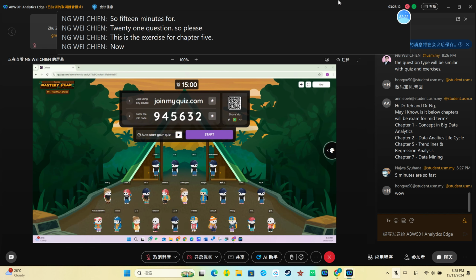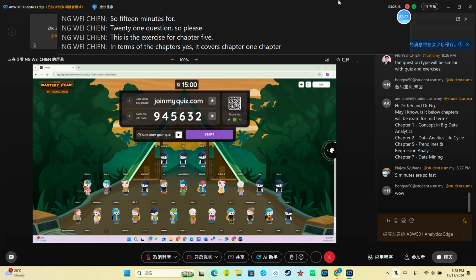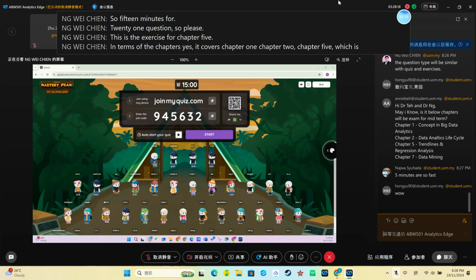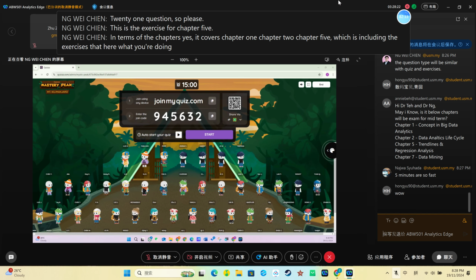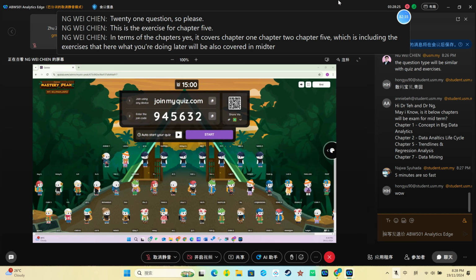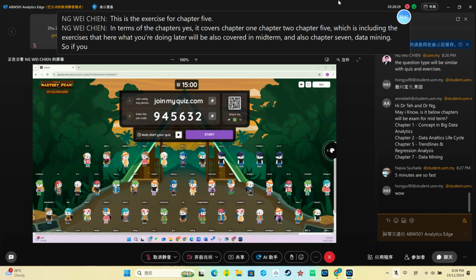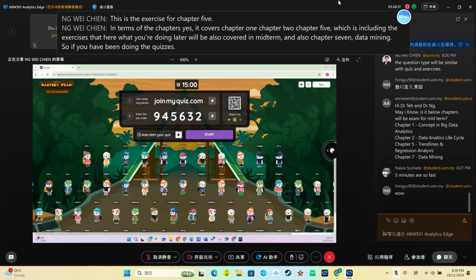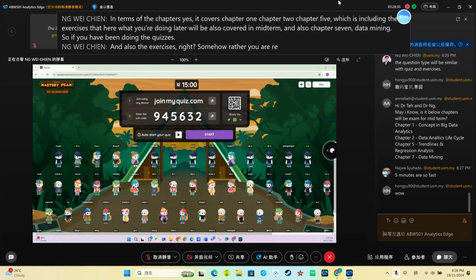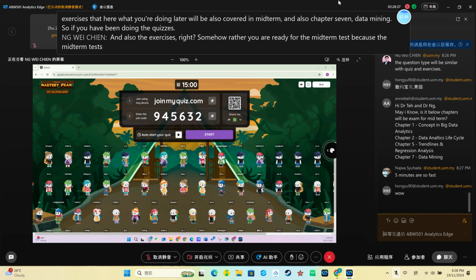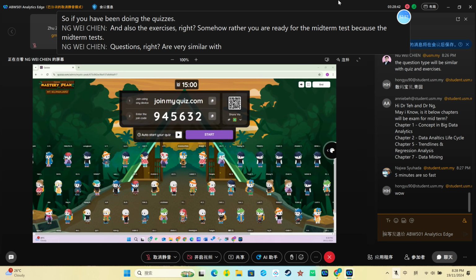Now, in terms of the chapters, it covers chapter 1, chapter 2, chapter 5, which includes the exercises that you are doing later, and those will also be covered in the midterm, and also chapter 7, data mining. So if you have been doing the quizzes and also the exercises, somehow you are ready for the midterm test, because the midterm test questions are very similar to the ones that you have been doing.